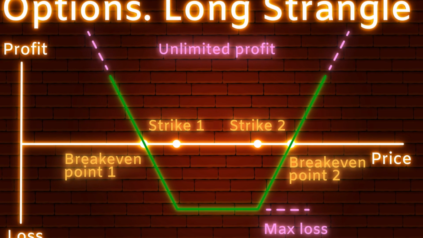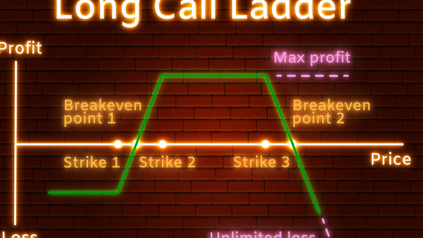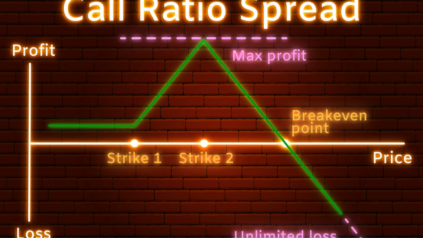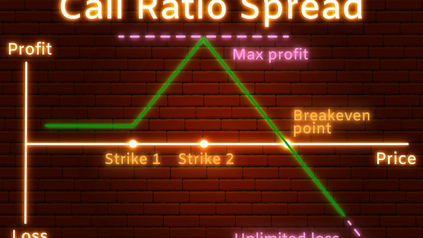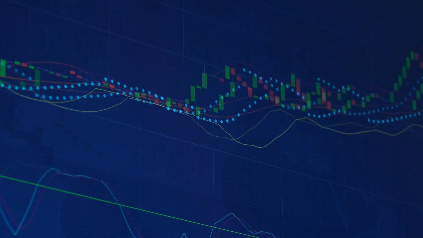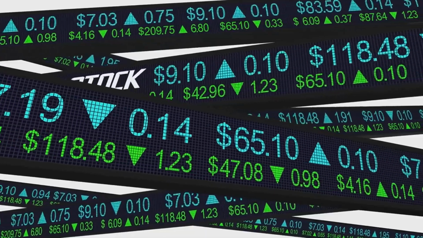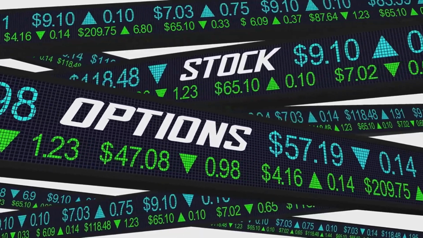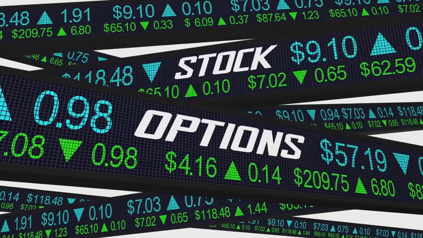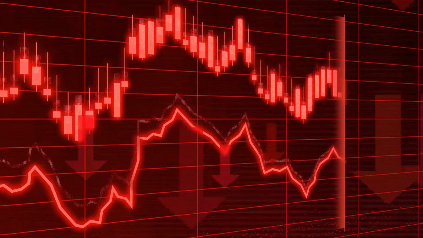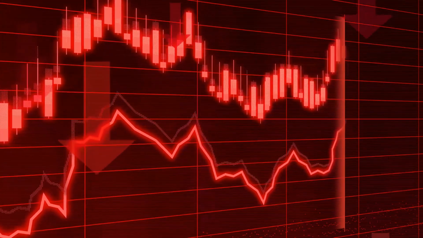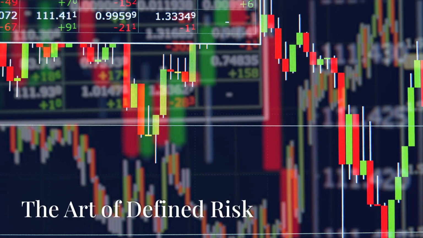A strangle is very similar, but instead of buying calls and puts at the same strike price, you'll buy them at different strike prices. The call will have a higher strike price than the put. Strangles are typically cheaper to implement than straddles because you're buying options that are further out of the money. However, the stock needs to move more significantly for you to profit. Both straddles and strangles are great strategies when you anticipate increased volatility, like around earnings announcements or major news events.